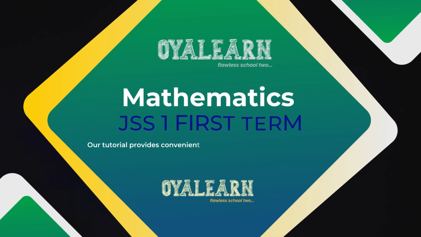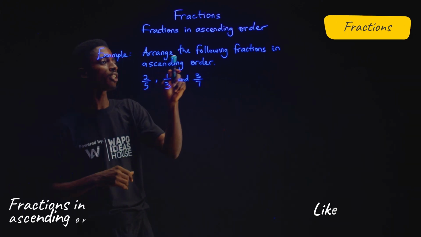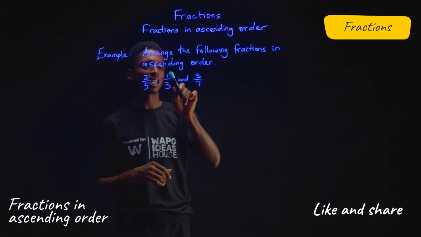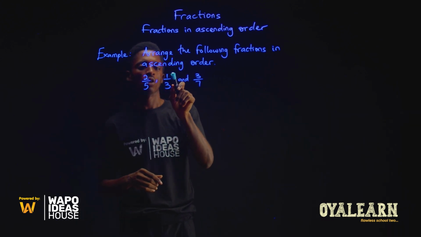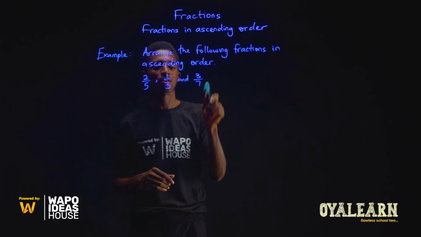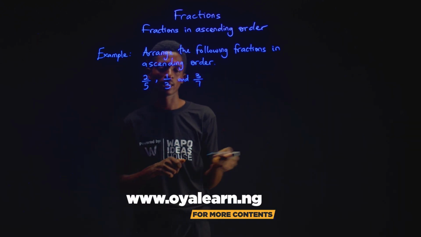Fractions in ascending order. Let's take an example. To arrange the following fractions in ascending order: 2 over 5, 1 over 3, and 3 over 7. To do this, here is a simple trick.